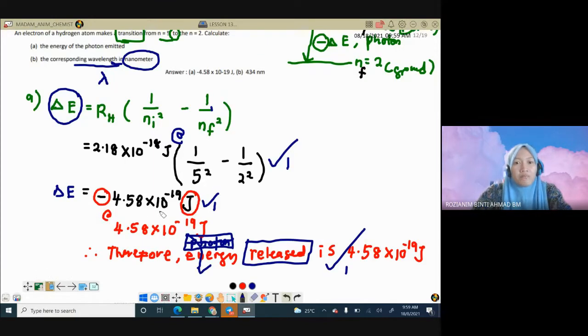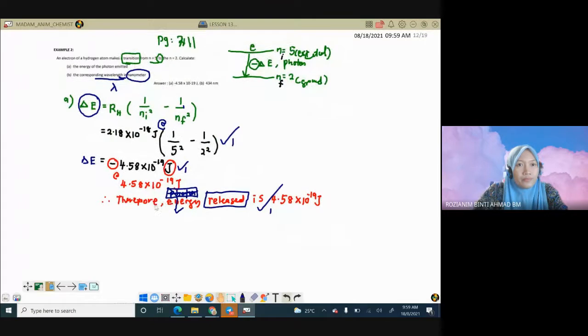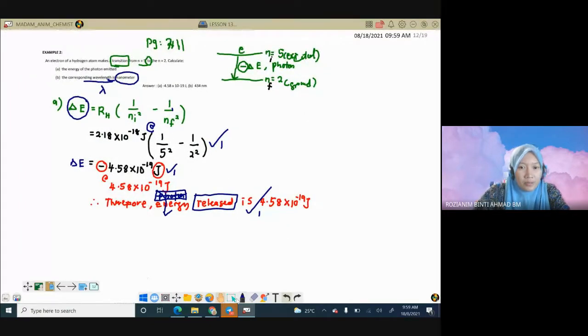Okay, so question B. Okay, we calculate the B question. Okay, dia minta wavelength. So therefore, you must write down the formula first. Delta E equal to hc over lambda. Okay, kita trace dulu data. Wavelength is always positive value.